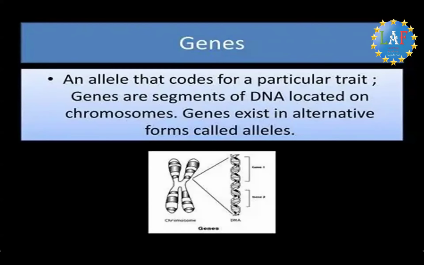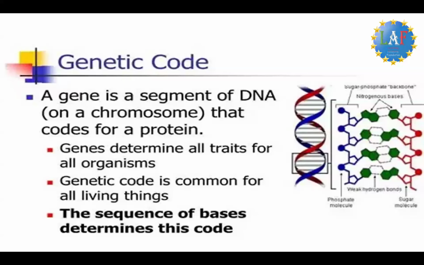What are genes? A gene is an allele that codes for a particular trait. Genes are segments of DNA located on chromosomes. Genes exist in alternative forms called alleles. So they are segments of DNA that code for traits, code for a protein, and they're found on a chromosome. Genes determine all traits for all organisms. The genetic code is common for all living beings, and the sequence of bases determines this code.